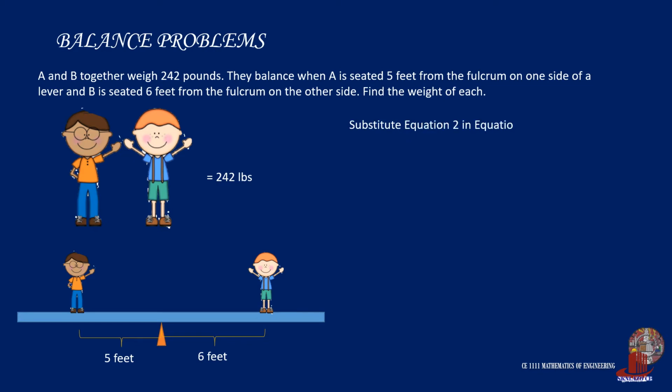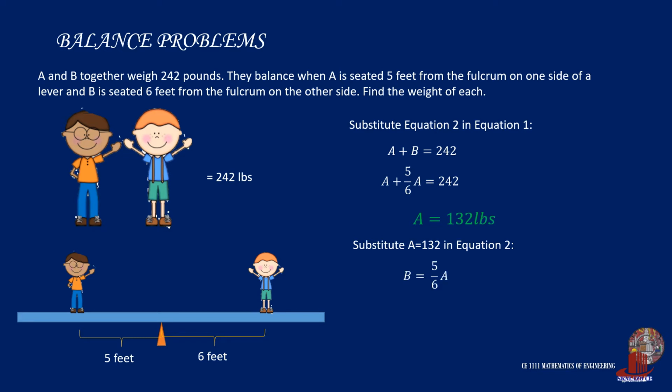By substituting equation 2 into equation 1, we would get A plus 5/6 of A is equal to 242. So A can be simply computed as 132 pounds. And again, replace A with 132 pounds in equation 2, making it B is equal to 5/6 of 132. Then B is computed as 110 pounds.